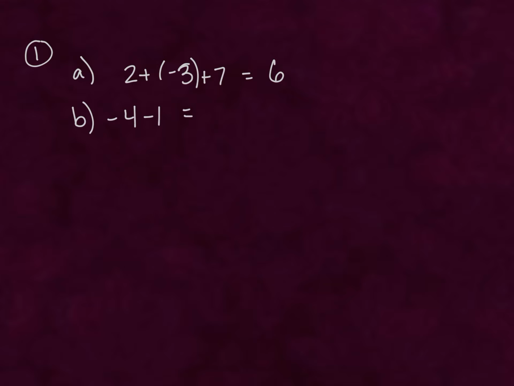Number 1 says evaluate the following numerical expressions. Evaluate means to find the answer. If I have 2 and -3, that makes -1. -1 plus 7 is a positive 6. We can leave and then change that to a -1. So -4 plus -1 makes -5.